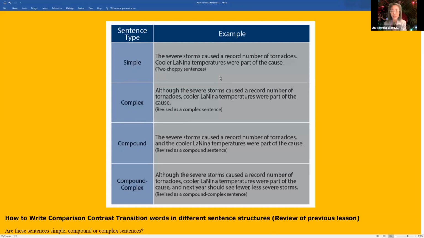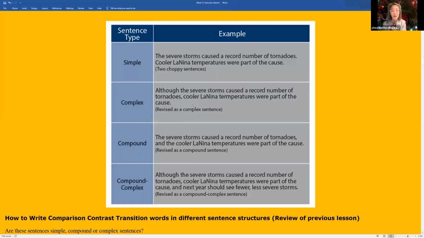So a simple sentence would be, the severe storms caused a record number of tornadoes. That's one simple sentence. Cooler La Nina temperatures were part of the cause. So here you have two simple sentences. And in English, we would feel the need to combine these two simple sentences so that it doesn't sound so choppy. There are many ways in which you can combine them.